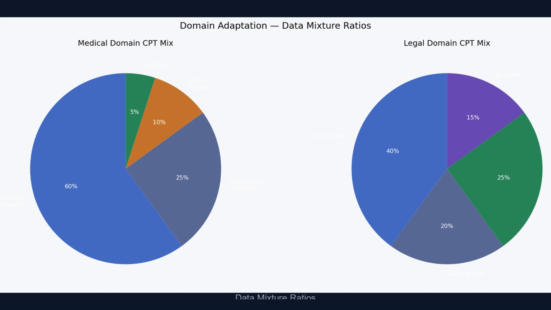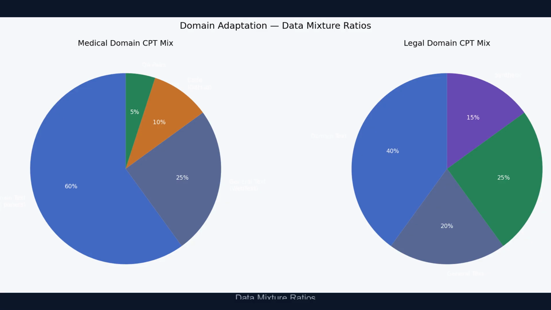For legal domain adaptation, the distribution shifts: 40% legal documents, 25% Q&A pairs, 20% general web text, and 15% synthetic text. That synthetic component is deliberate. Legal language is formulaic enough that synthetic examples can meaningfully supplement.